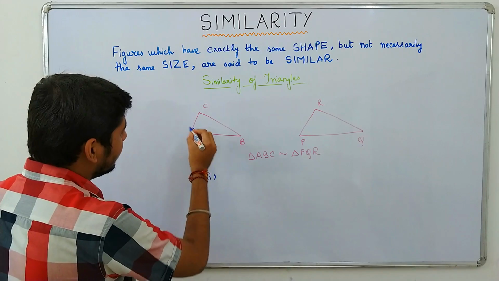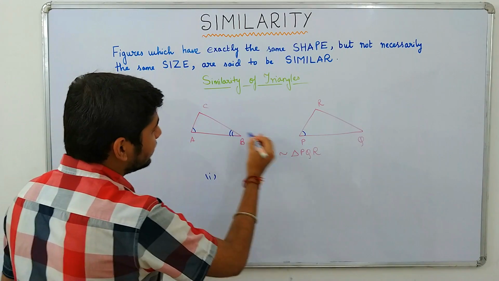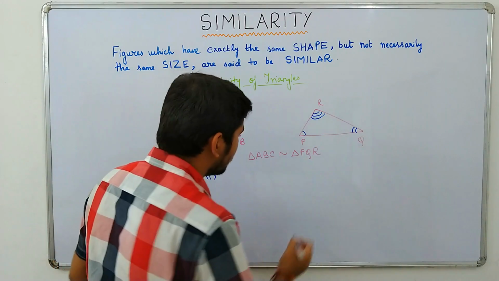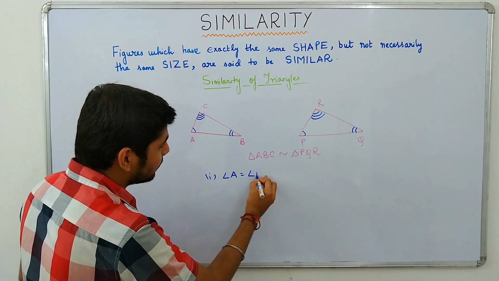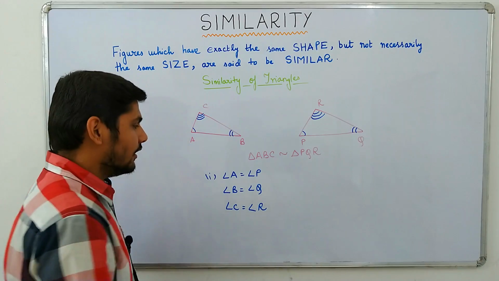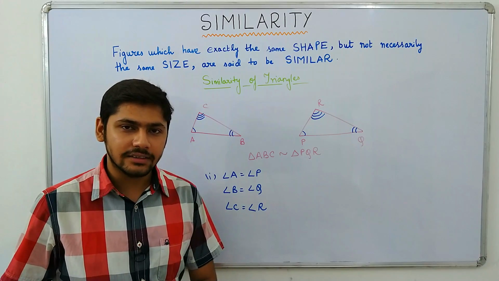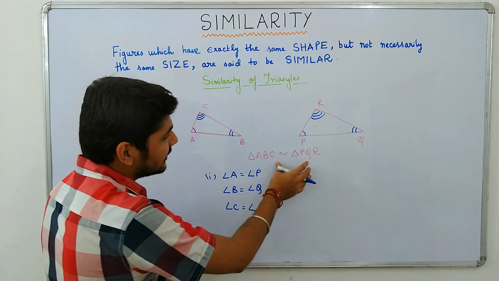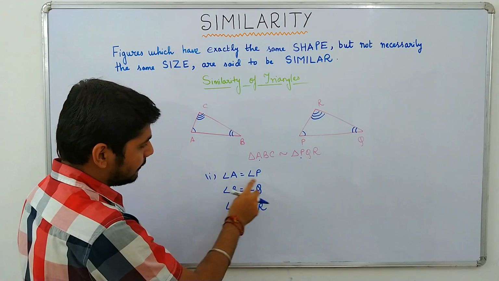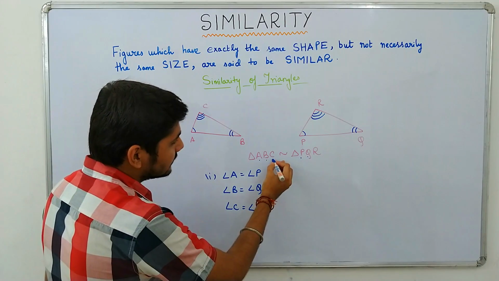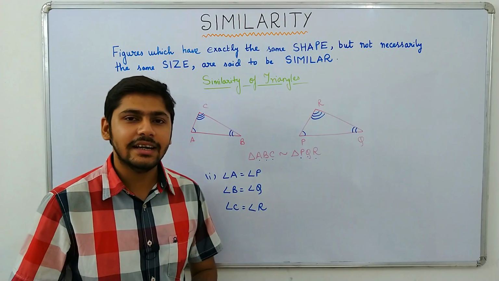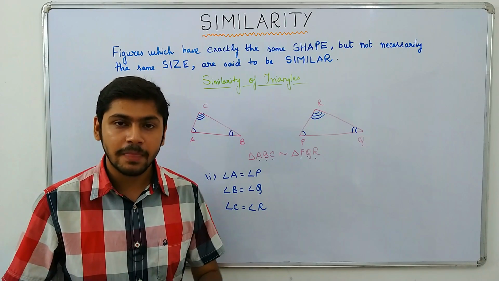That means angle A will be equal to angle P, angle B will be equal to angle Q, and angle C will be equal to angle R. Okay, let me write it down. Angle A is equal to angle P, angle B is equal to angle Q, and angle C is equal to angle R. Now you may ask me, how do I find the corresponding angles? Whenever we write triangle ABC is similar to triangle PQR, we write it according to the corresponding sides: A P, B Q, C R. So that is how we write the similarity sign, so that we can easily understand the corresponding sides and corresponding angles.